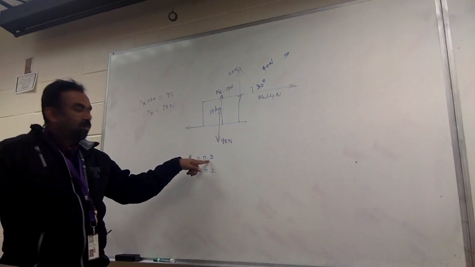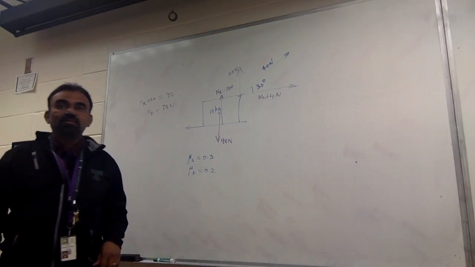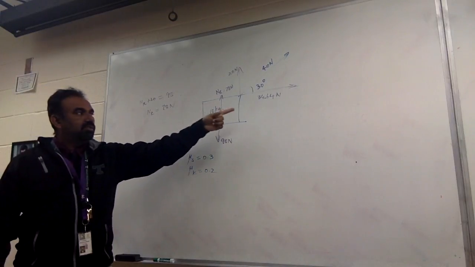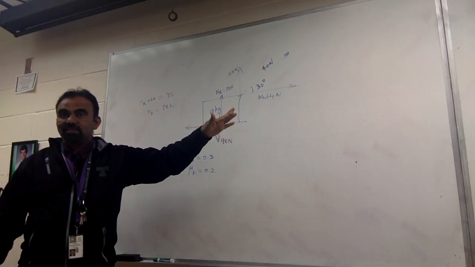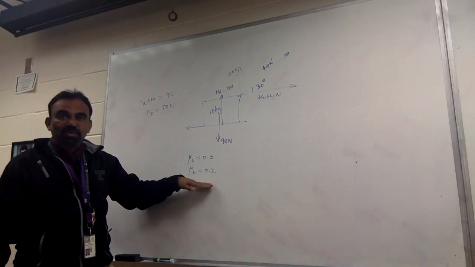What is the answer actually? 0.3 times 78 is how much? 23 or something, which means definitely it's going to move. So it is definitely going to move, right? So now you're not going to use this. Since it's moving, go for this now.